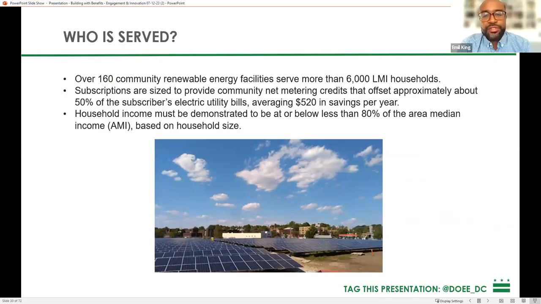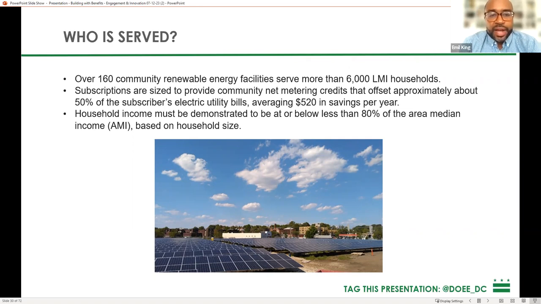So who do we serve through this program? Again, our agency manages weatherization funding, so we have about 22,000 households that are served through that program. And what we attempt to do at every opportunity is to pull off as many of those households as we can and hopefully get them enrolled in Solar for All.